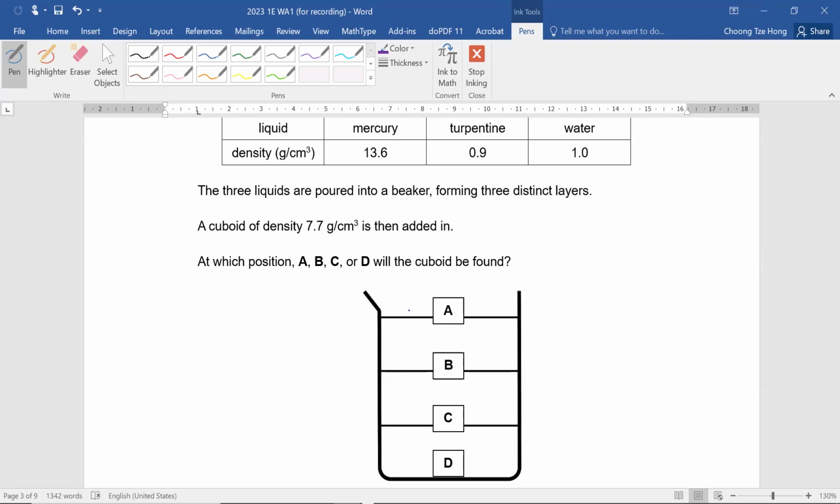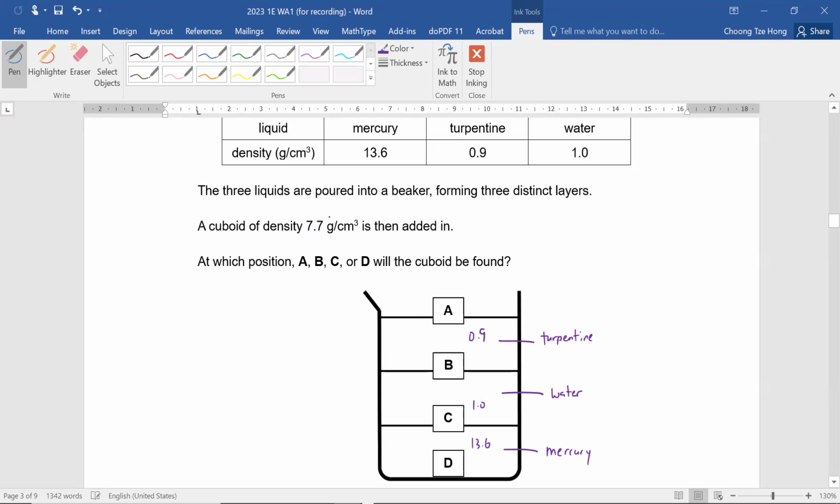A cuboid of density 7.7 grams is then added in, and at which position A, B, or C will the cuboid be formed? For a question like this, it's best for you to identify the 3 layers of liquid. We know that the higher the density, the lower the liquid will sink. So over here you can see mercury has the highest density, so this will be mercury. Then the second layer will be water, and then the uppermost layer will be turpentine. So these are the 3 layers of liquid. Over here is 13.6, over here is 1.0, and over here is 0.9.